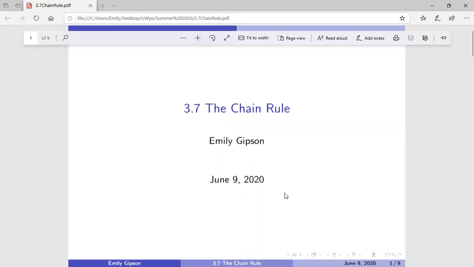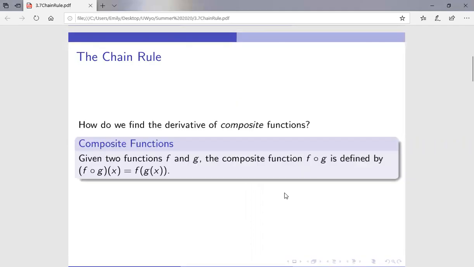Good morning. Today we're going to be talking about Chapter 3, Section 7, the chain rule. So we know how to find derivatives of the product of two functions, the quotient of two functions, and two functions summed together. But how do we find the derivative of composite functions?